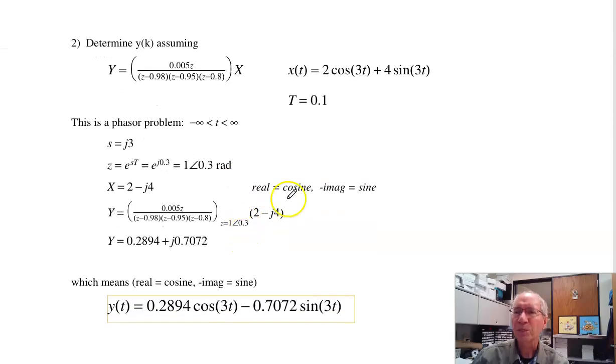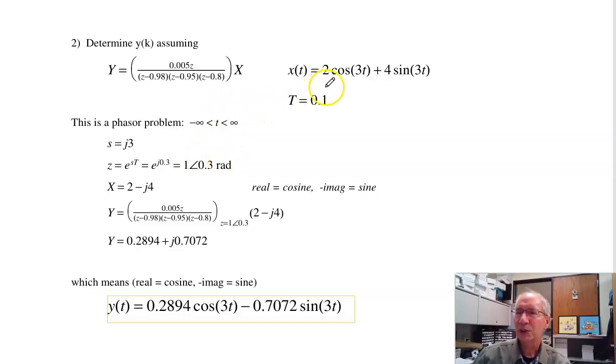Problem 2. Suppose I have this difference equation relating x and y. What happens if x is a sine wave? What's y? Well, to do that, that's phasor analysis. In phasors, s equals j omega, so s is j3. Z is e to the st, so it's 1 at 0.3 radians.